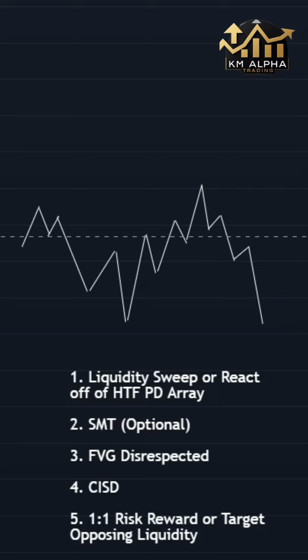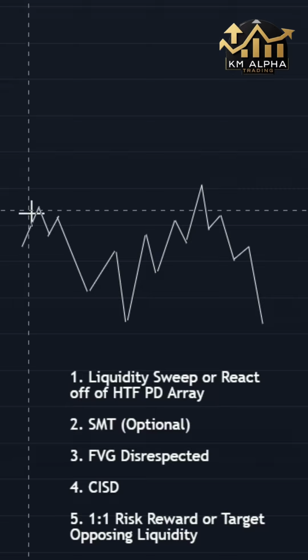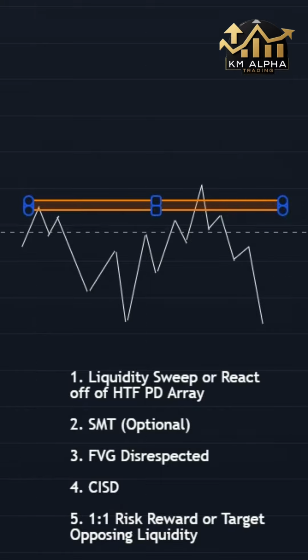So first thing we look for is a liquidity sweep or reaction of a high time frame PD array, which in this case we have buy side liquidity swept up top here. And then we look for an SMT, which is optional, which essentially means ES making a higher high and NQ or any other correlating asset failing to do so, which is where the big money starts to step in. It's not mandatory, but it gives you a higher conviction and a higher win rate.